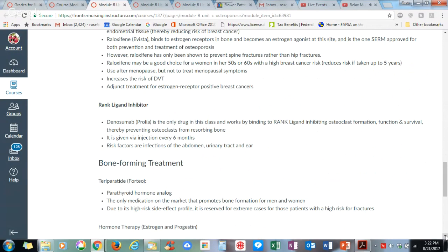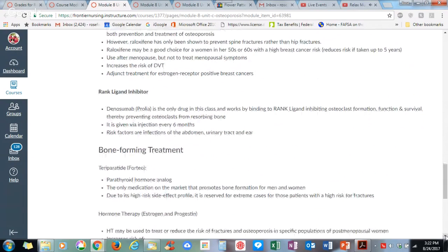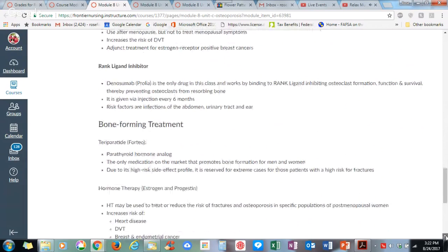Use after menopause, but do not use to treat menopausal symptoms. Increases the risk of DVT. Adjunct treatment of estrogen receptor positive breast cancers.